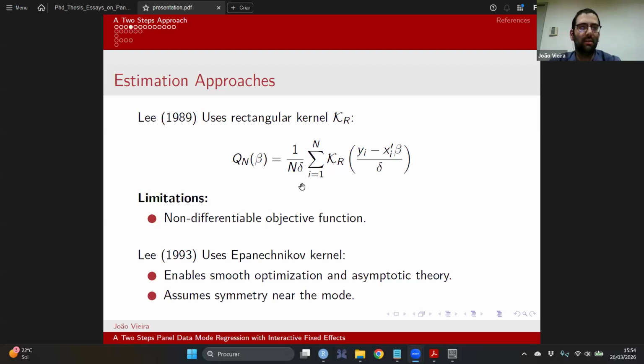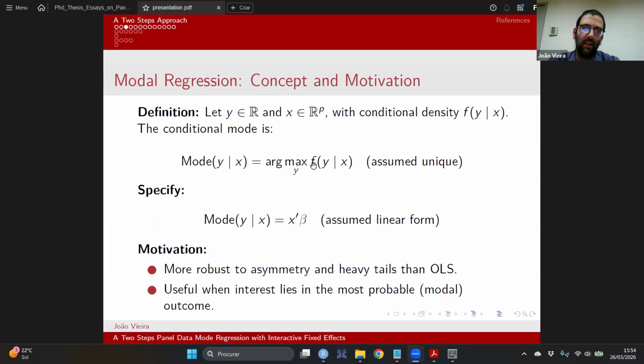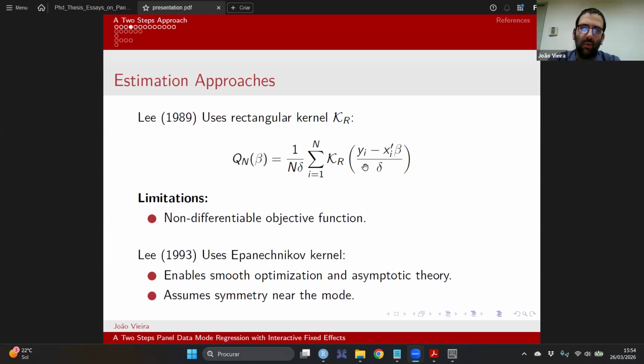So these approaches, well, they tried several times. The one that is closely related to mine is the one from Lee, from 1989, who tried to approximate the conditional density using a kernel. The problem was he didn't choose the kernel properly because he used a rectangular kernel, which is not differentiable. So he was able to prove consistency, but he could not do any proofs for the asymptotics of the estimator.